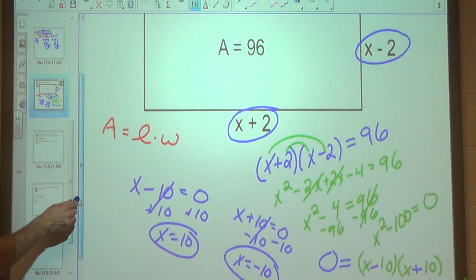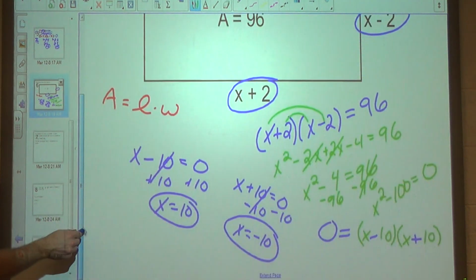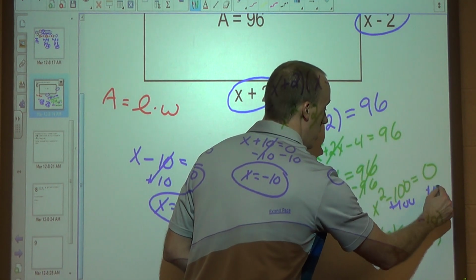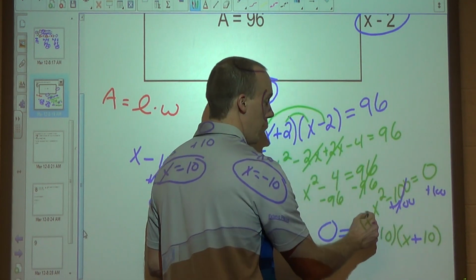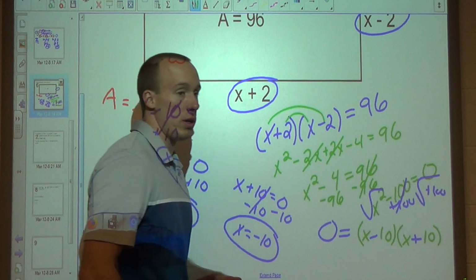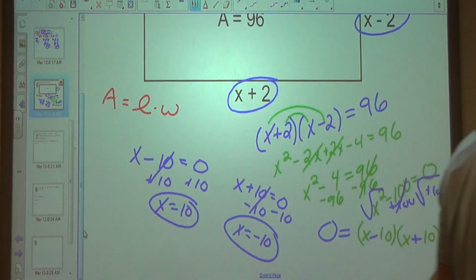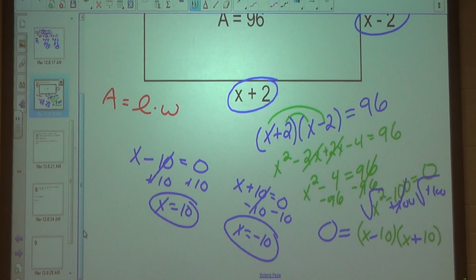Now, when it says find the dimensions, if you did it the other way, if you added this 100 over right away, which you could do, you get x squared equals 100, and then we take the square root. What do you got to remember when you take the square root? How many answers do you always get? 2. Okay, so then it'd be a plus or a minus on that square root of 10.